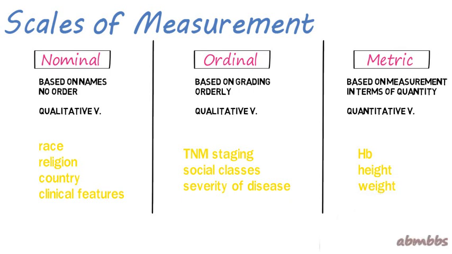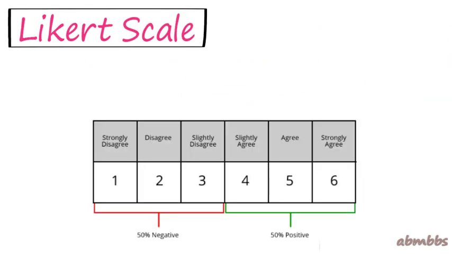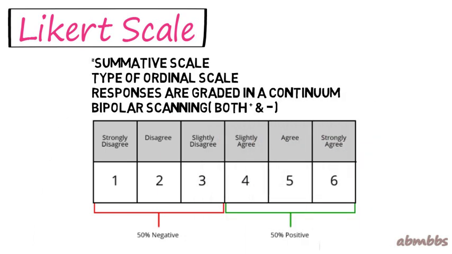Another type of scale is also there. It is called Likert scale or summative scale. It is a type of ordinal scale. Here, responses are graded in a continuum, like strongly disagree, disagree, slightly agree, agree, and strongly agree. Also, Likert scale is usually a bipolar scale, meaning it measures both positive and negative responses.